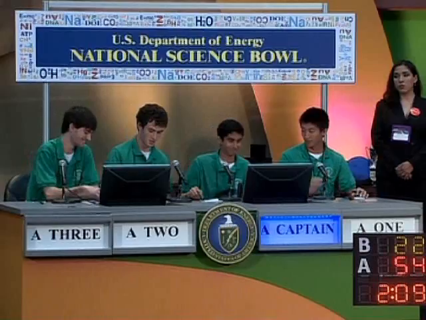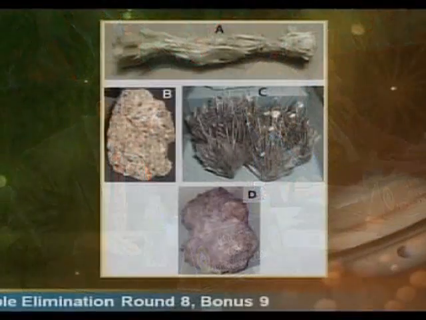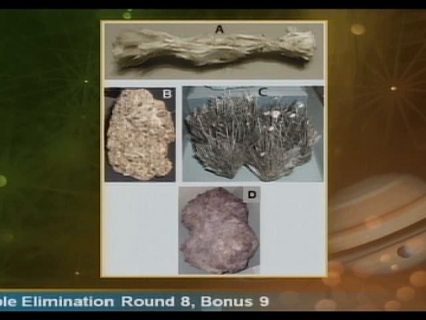And your bonus question in earth science is visual and short answer. Identify which of the specimens labeled A through D, respectively, are the following 4 minerals: bauxite, stibnite, fluorite, tremolite.